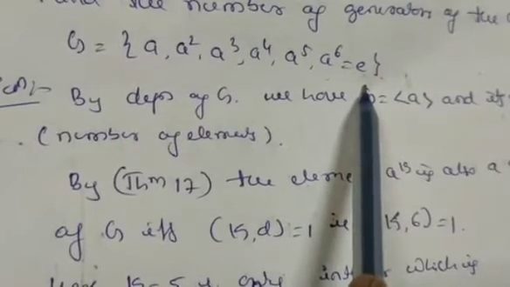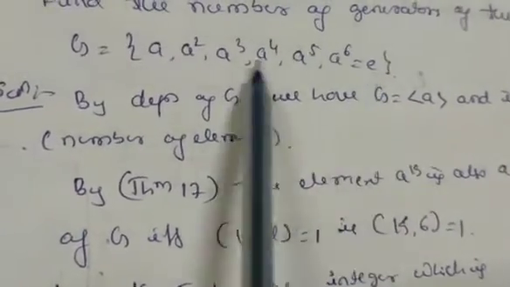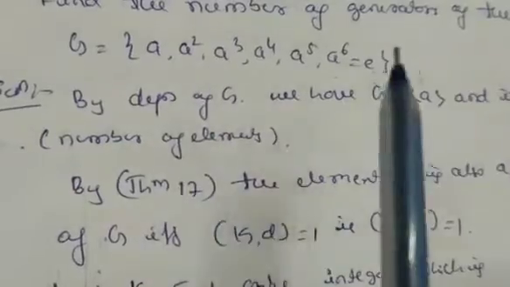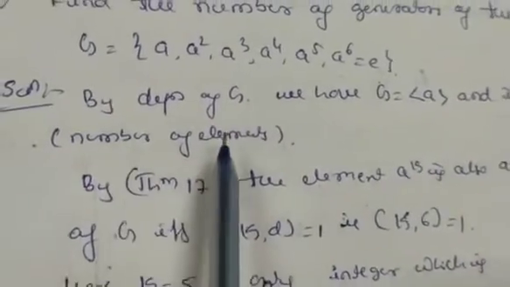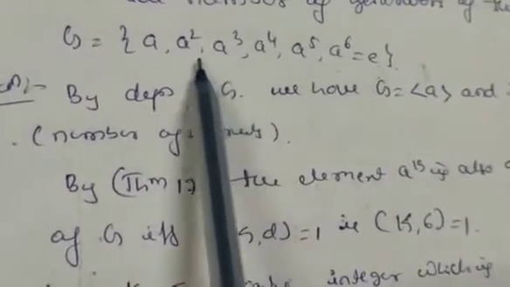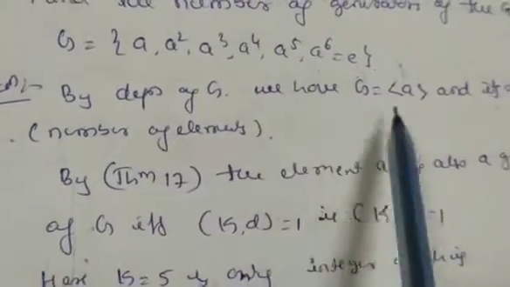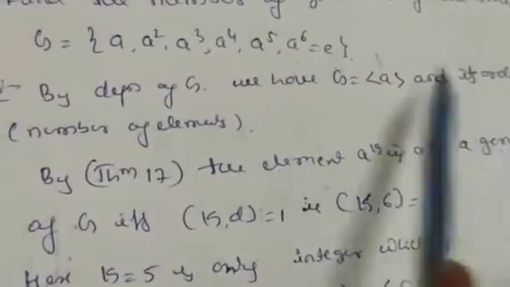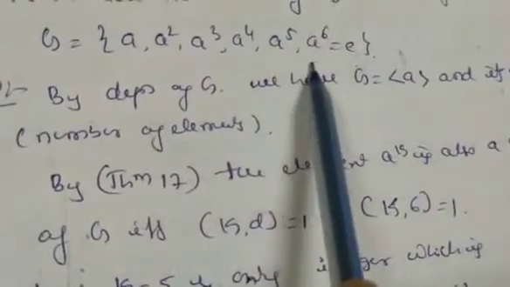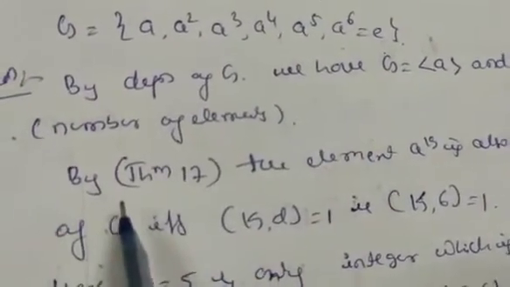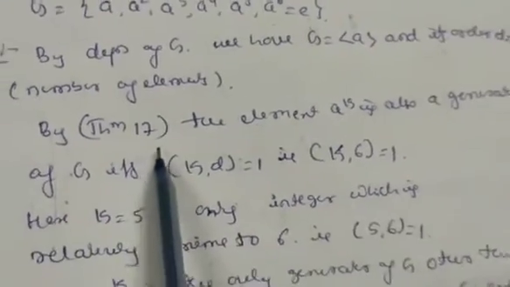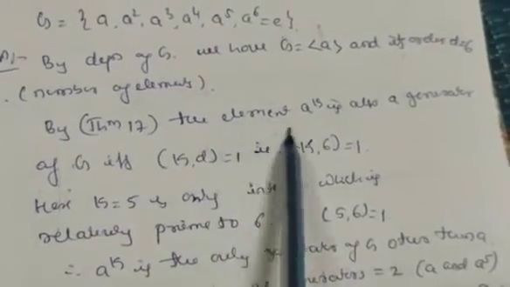We have seen that Z4 under addition mod 4 has 2 generators. Like that, you have to find how many generators it has here. By the definition of G, it is a cyclic group generated by a, because all the elements are powers of a only, and its order, meaning the number of elements, is 6.